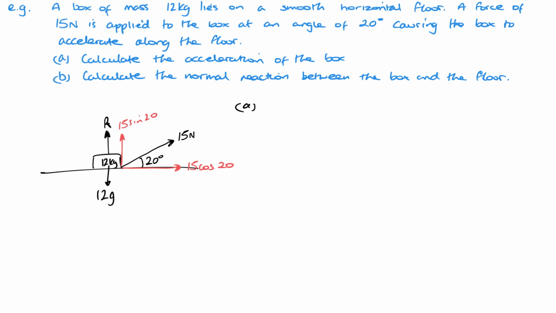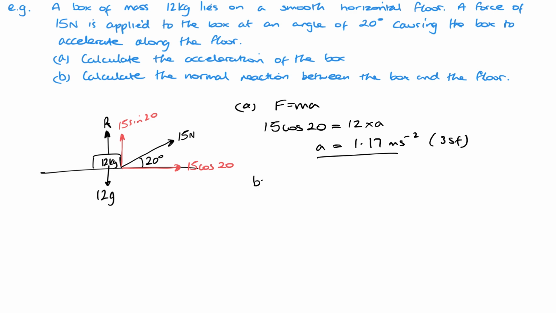So to find the acceleration, we need to use F equals ma. The force propelling me forward here is 15 cos 20. The mass is 12 kilograms, and the acceleration we don't know yet. So we've got 15 cos 20 divided by 12, and this is 1.17 meters per second squared, to three significant figures. So there is my acceleration.